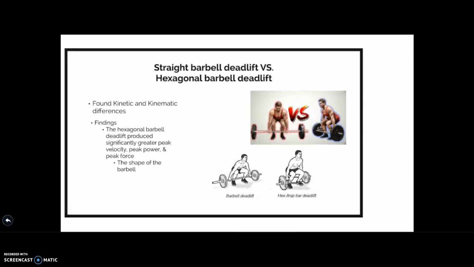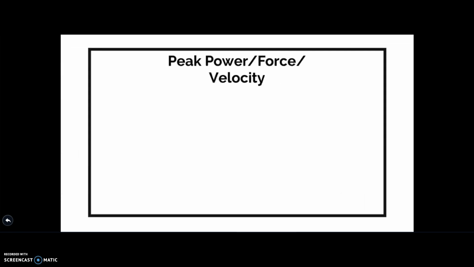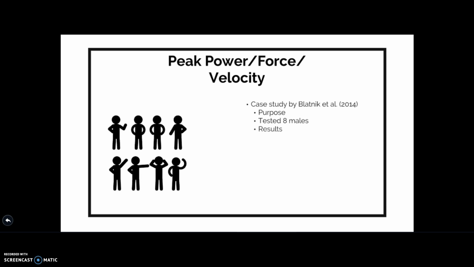In the case study by Blatnick et al., the purpose was to find out how peak velocity, peak force, and peak power affected deadlift outcomes. They also tried to find where the peak velocity, power, and force occurred in the movement. The peak force of both the bar and system occurred at 100%, while the peak force of the body occurred at 30% of 1 rep max.